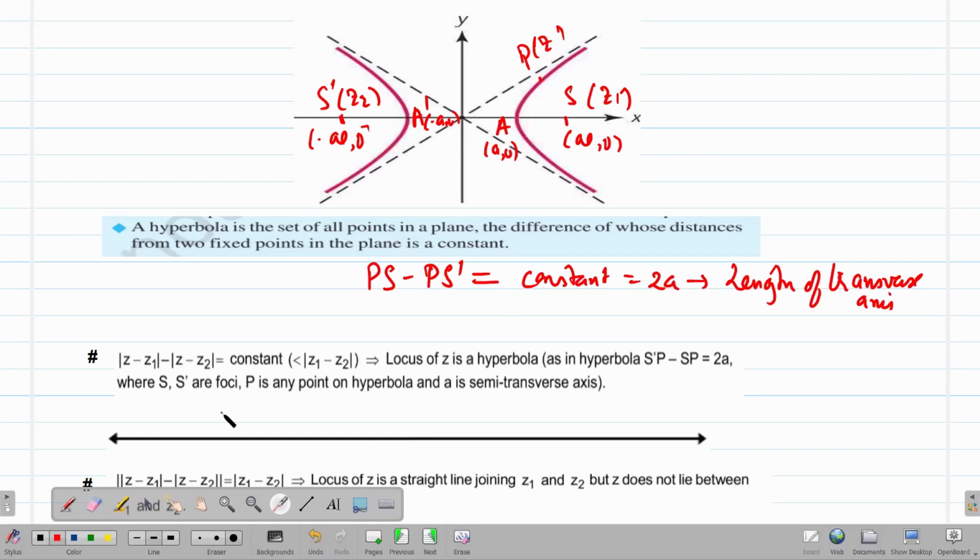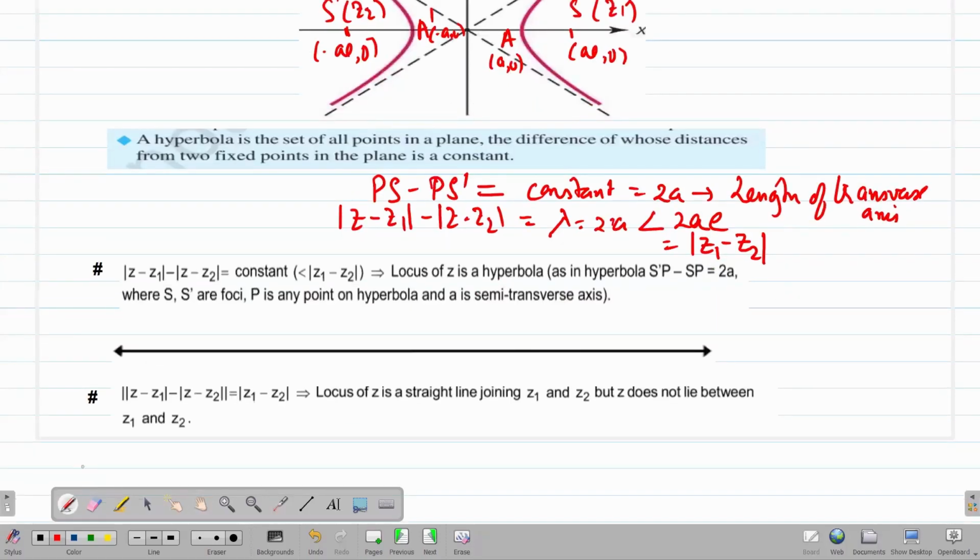So S and S' are fixed points, and 2a is the distance between two vertices. Now in terms of complex numbers, if I express this, PS minus PS' is |z - z1| - |z - z2| = lambda, and lambda is 2a, which is less than 2ae, and 2ae is the distance between two foci, that is |z1 - z2|. So here it is written that |z - z1| - |z - z2| is a constant, and if this constant is less than |z1 - z2|, then the locus of z is a hyperbola, where S and S' are foci and a is the semi-transverse axis. So this is a hyperbola in terms of complex numbers.